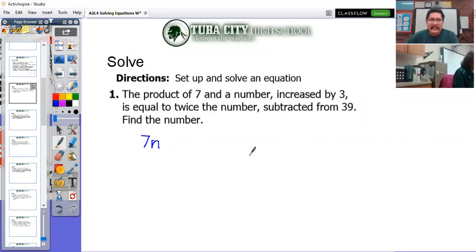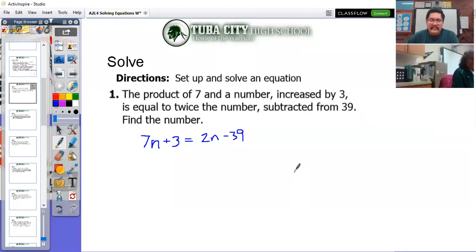That's how we say that. So again, that means we add it first. So, or sorry, multiply it first. Then we add it to say increased by 3 is equal to. So in this case, they just tell us straight up, there is an equal sign, is equal to twice the number. So twice the number subtracted from 39.